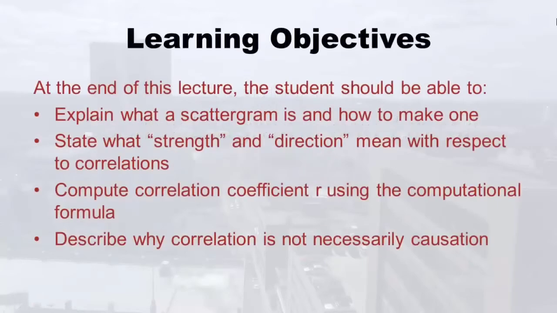Correlation. So here's what you're going to learn. At the end of this lecture, you should be able to explain what a scattergram is and how to make one, state what strength and direction mean with respect to correlations, and compute correlation coefficient R using the computational formula. And finally, you should be able to describe why correlation is not necessarily causation.